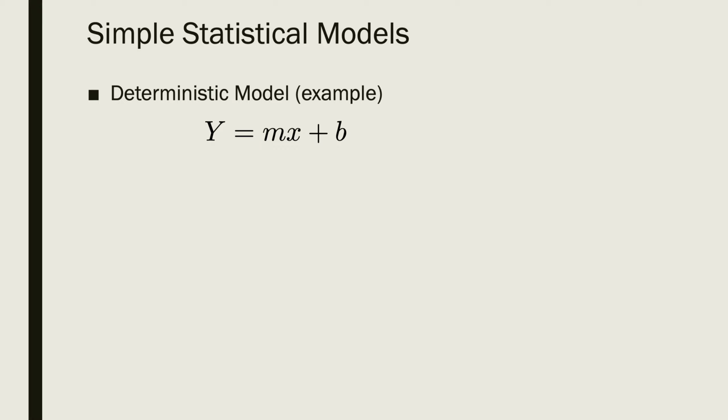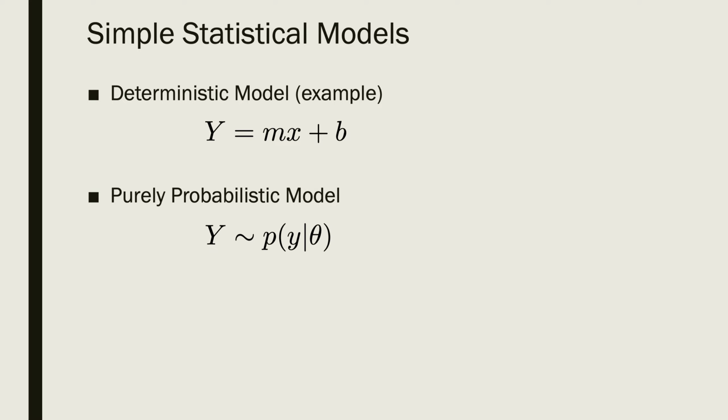Example of a deterministic model might be that we have an outcome variable y, and we are saying specifically it is equal to some slope times x, another variable, plus a y-intercept. That equation for a line that you learn in algebra, coordinate geometry. That one above is purely deterministic. It's not very useful to us.